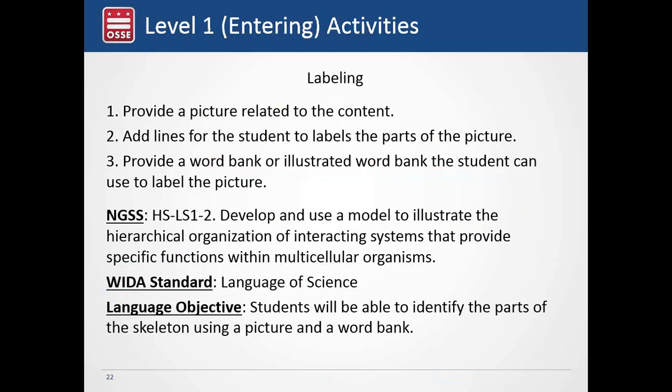So for a level 1 student, we have an activity that's developmentally appropriate. It's called labeling, where the student is given a picture related to the content area, and on the page of the assignment, there are lines for the student to label the parts of the picture. And the student is provided a word bank, or even better, an illustrated word bank that they can use to label the picture.